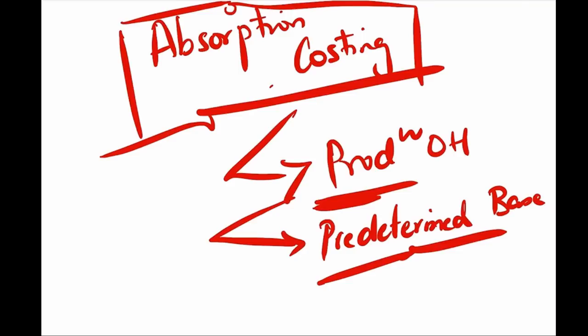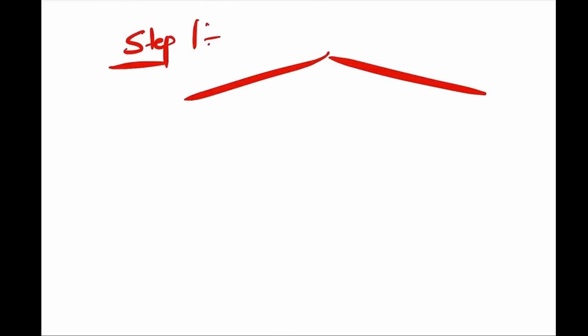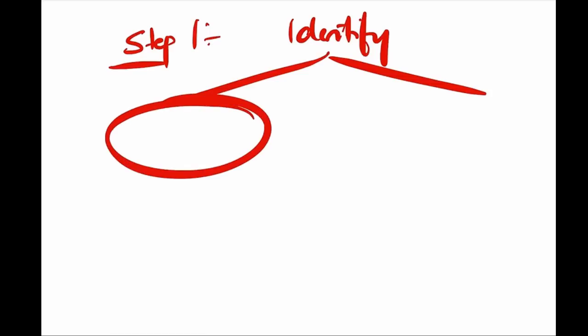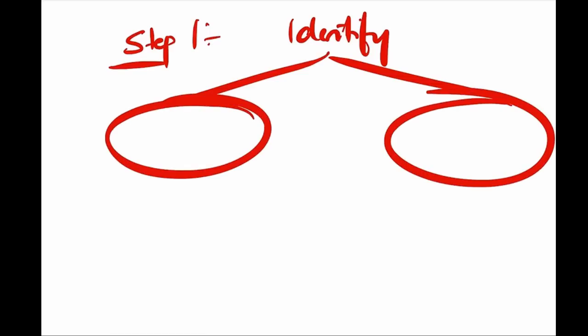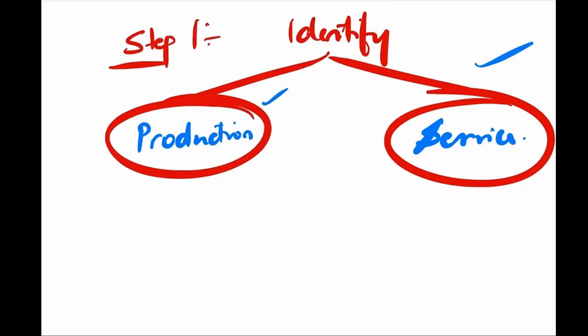So now before we go into it, let's try understanding a few of the terms. How are we going to find out the overheads? Now overheads, step 1 will be to identify various cost centers. For us, the two cost centers which I am concerned about are production or service. So I need to identify the cost centers and then divide them into production or service.